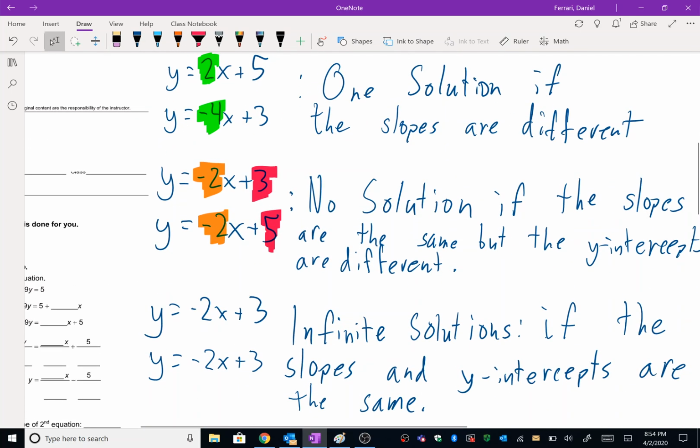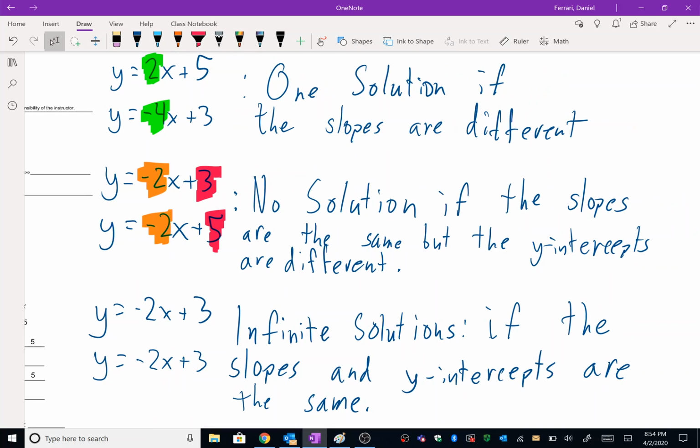Right, and I'm going to leave you guys on this page. So use this as your kind of reference page. If the equations are the same, infinite solutions. If the equation slopes are the same, but the y-intercepts are different, that is no solution. And if the slopes are different, no matter what the y-intercepts are, then you have one solution.